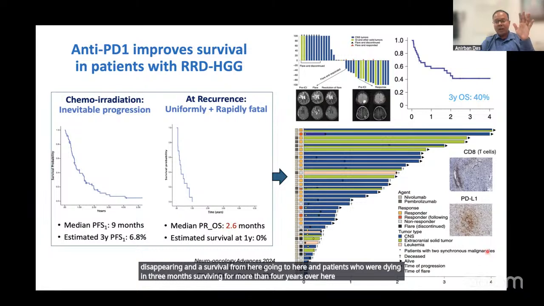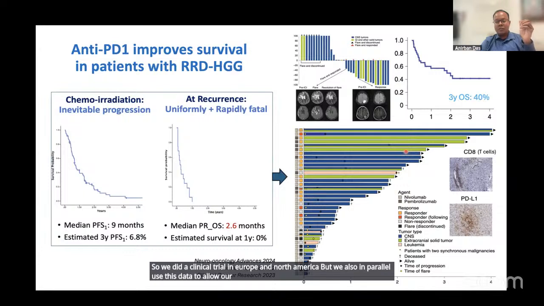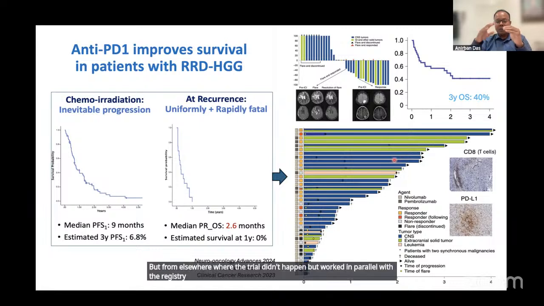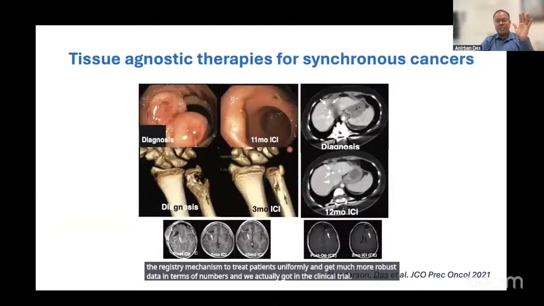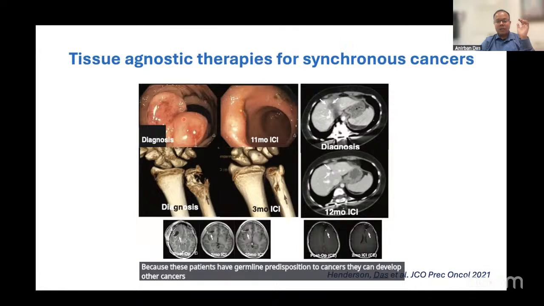So we did a clinical trial in Europe and North America, but we also in parallel used this data to allow our pharma partners to give access to many of these expensive drugs in low and middle income settings. So there are 45 patients, and these are not patients from North America and Europe, but from elsewhere where the trial didn't happen, but worked in parallel with the registry mechanism to treat patients uniformly and get much more robust data in terms of numbers than we actually got in the clinical trial. Because these patients have germline predisposition to cancers, they can develop other cancers. So you can see colon cancer, big tumor here, metastatic to the bone, and a glioblastoma.